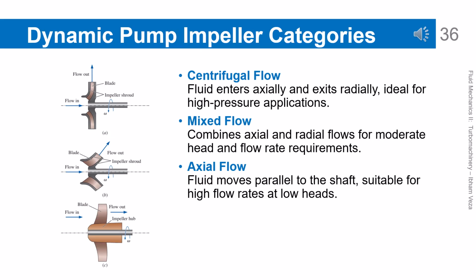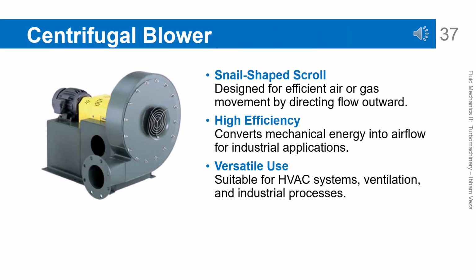Dynamic pump impeller categories. Centrifugal flow impellers accept fluid axially and discharge it radially to produce high head. Mixed flow impellers combine axial and radial characteristics for moderate requirements. Axial flow impellers move fluid parallel to the shaft and are suitable for large flow rates with low head. Each type is selected based on system head and capacity requirements. This classification is important in the early stages of pump design and selection. Centrifugal blower uses a spiral-shaped casing to direct airflow efficiently.